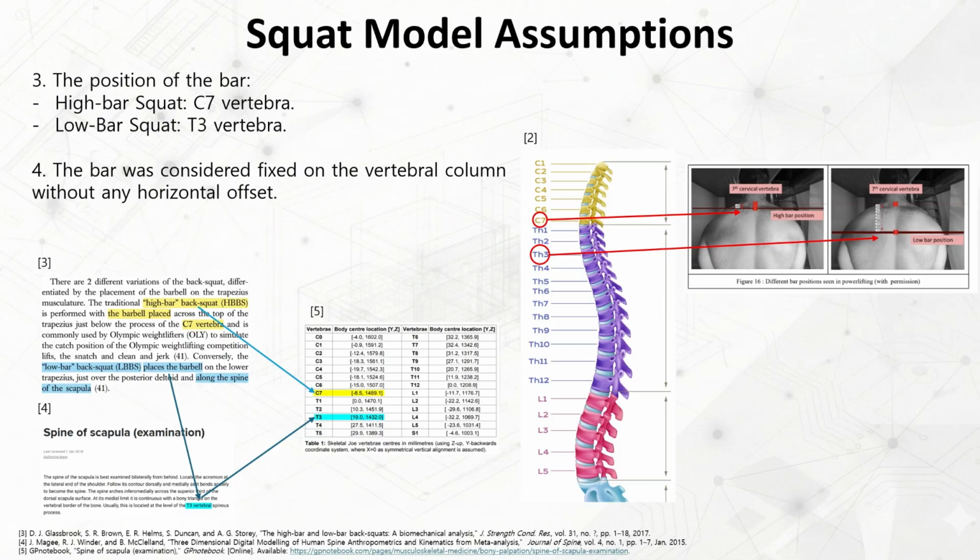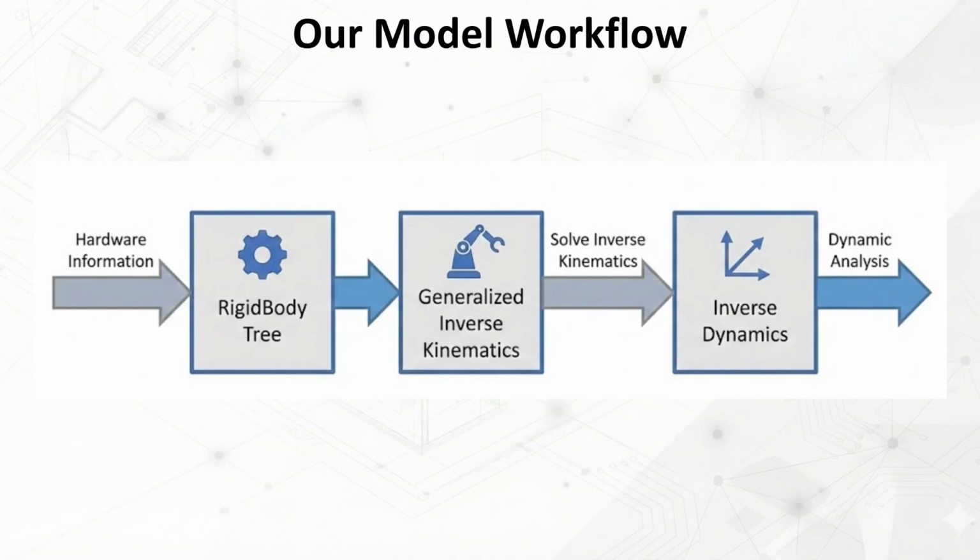Based on this, the corresponding C7 and T3 heights for a 175 cm male were obtained from available data and incorporated into the model. Fourth, the bar was assumed to stay in place horizontally, moving only with the lifter's vertical motion. This is the overview workflow of our model. We construct the body model, solve the inverse kinematics, and then perform inverse dynamics for torque analysis. Let me walk through each part.